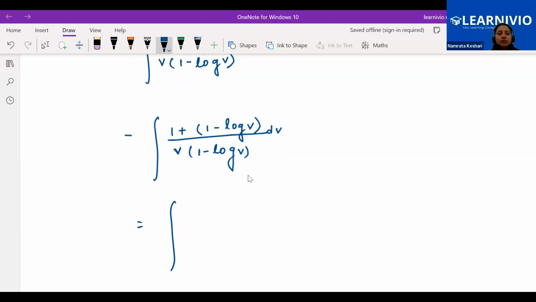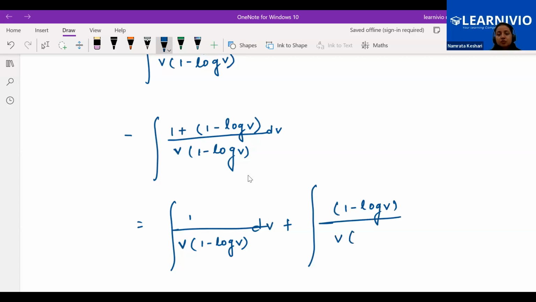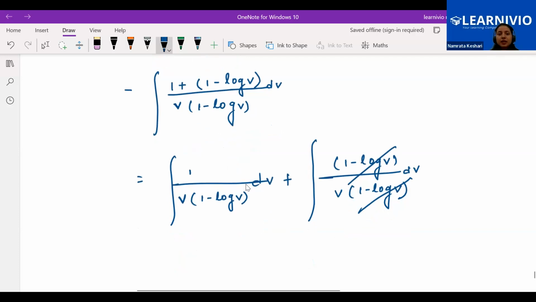So the first integration is coming out like this, 1 by v, 1 minus log v, right? And in the second integration the plus sign is coming out. This integration actually is not that tough. Can you see? The second integration is 1 minus log v over v into 1 minus log v. Can you see it, Murtaza? Yes, ma'am. Now are you able to understand? In front we have taken the minus sign common, so we have to maintain that. That side also the minus sign is there.